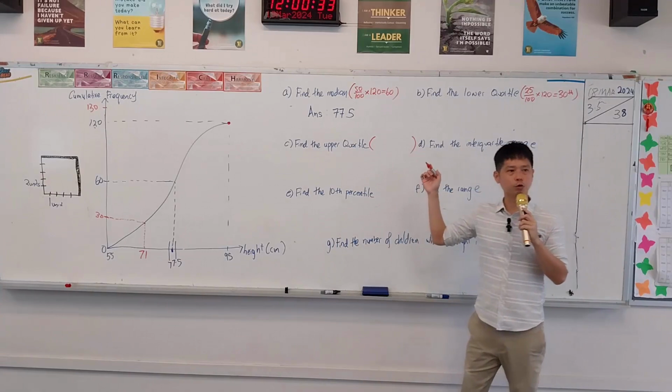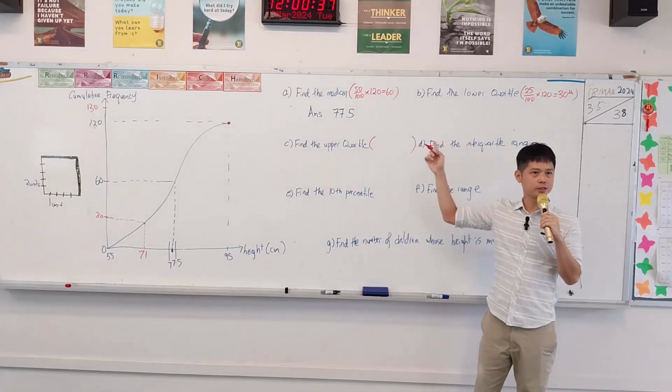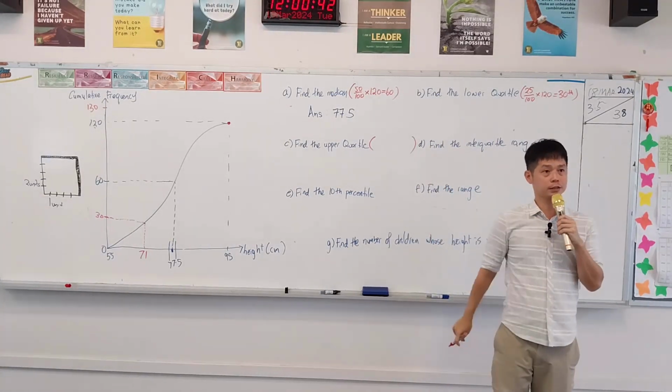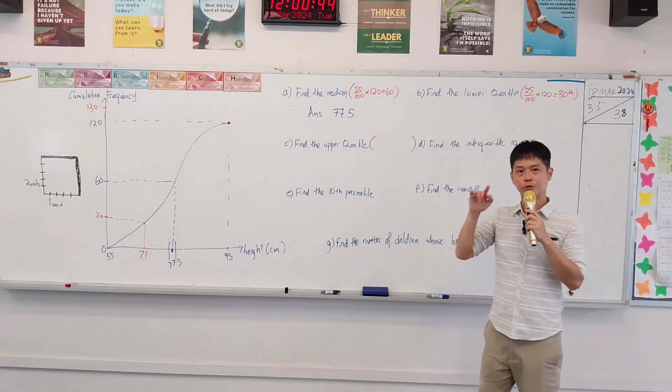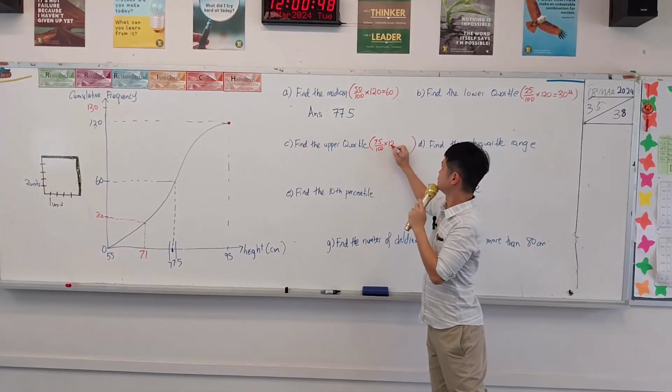I have been thinking how to help you all to remember, so I came up with this method. Always when answering this question, start with a bracket first. The bracket gets no marks, but you have to find where the 75% is, which is 3/4.